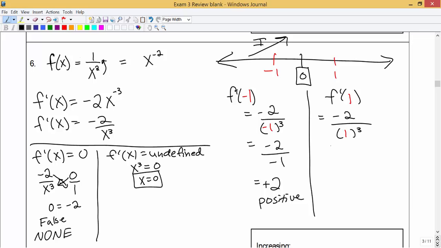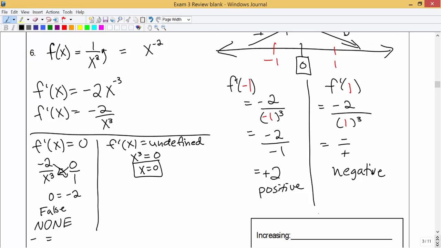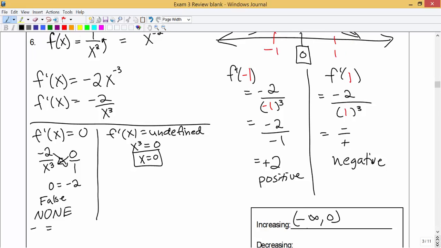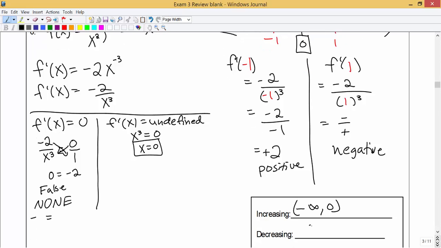Here we see that the numerator will be negative and the denominator will be positive, so we end up with a negative slope. If the slope is negative, then we're decreasing as we go from left to right on the right side of 0. So the graph is increasing from negative infinity to 0, and then decreasing from 0 to infinity.